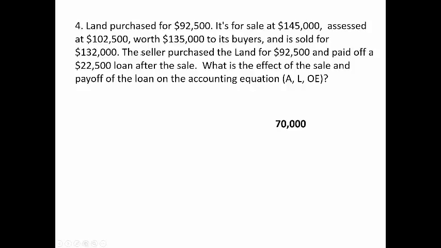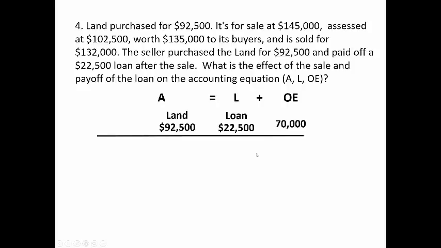The seller purchased the land for $92,500, like we just said up there, and paid off a $22,500 loan after the sale. What is the effect of the sale and the payoff of the loan on the accounting equation? Well, let's take a look at that. Alright, so there's our accounting equation. There's the land, what we originally bought it for, $92,500. There's a loan that we have in the books for $22,500, and all the things above this line are with the way things were before we sold the land.